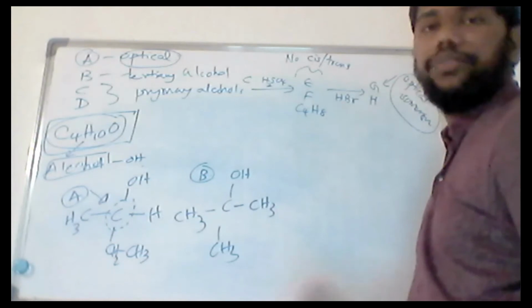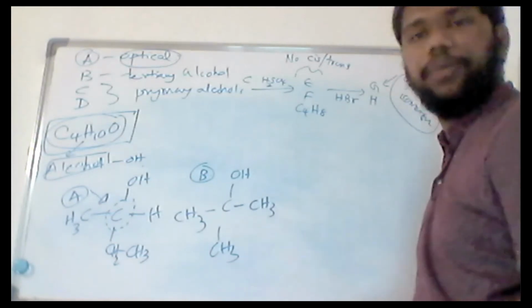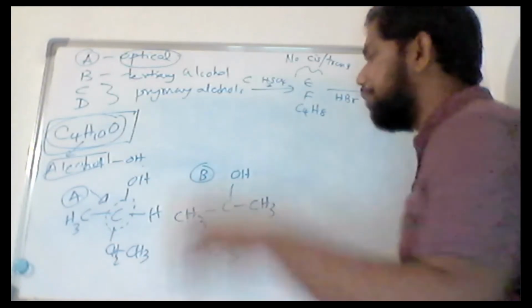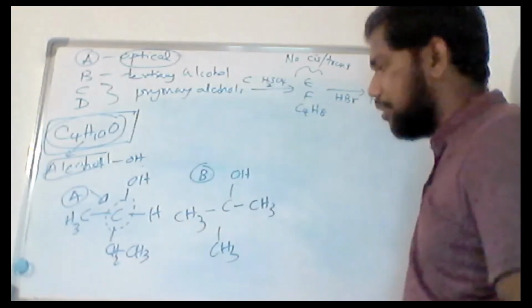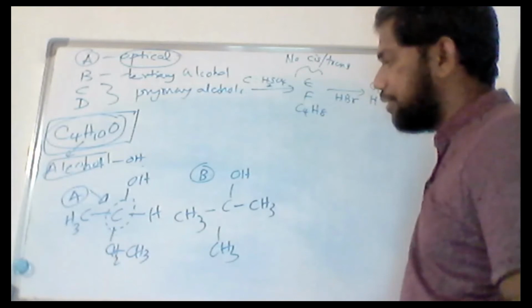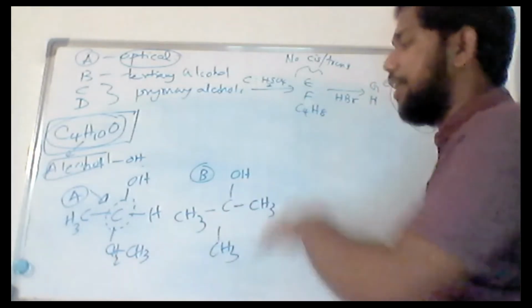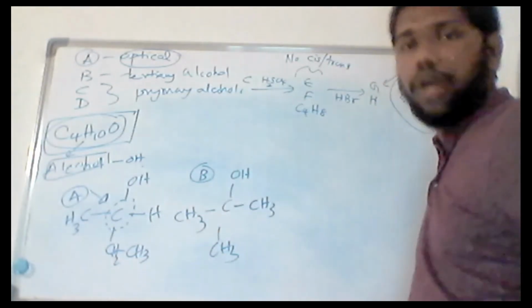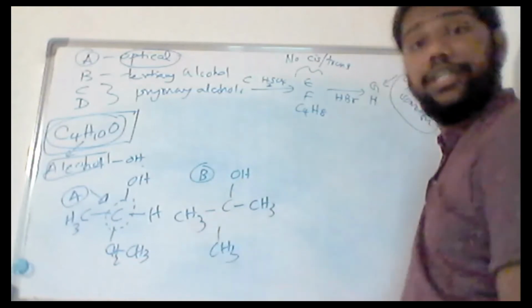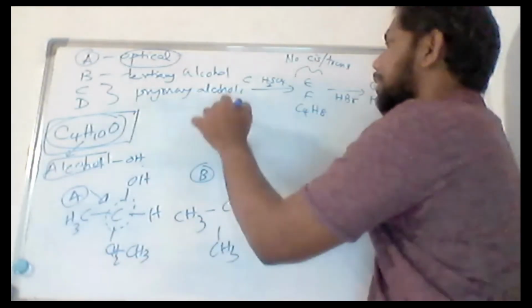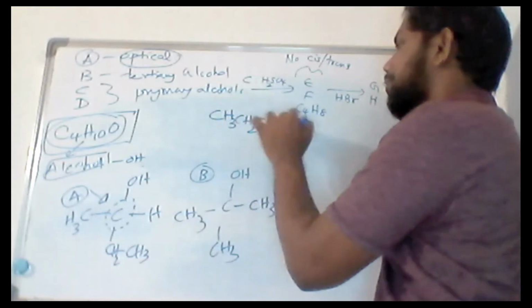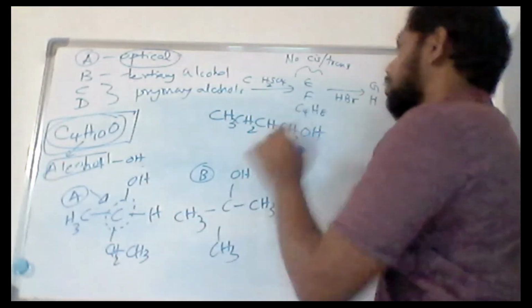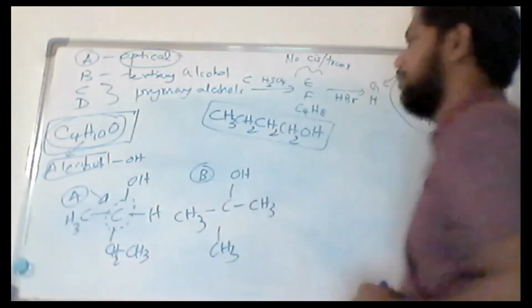C and D react very slowly, which gives the idea that these should be primary alcohols. So we try to manipulate this and get a primary alcohol using these 4 carbon atoms. What is the easiest, simplest way of getting a primary alcohol? That is the linear chain. So we can write down a linear chain: CH3, CH2, CH2, CH2, OH.